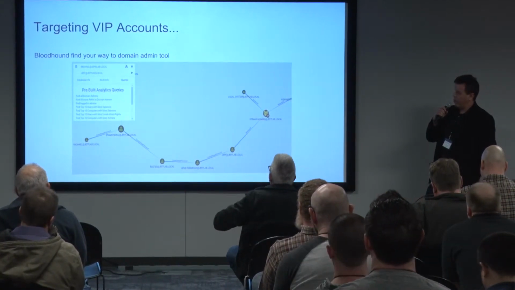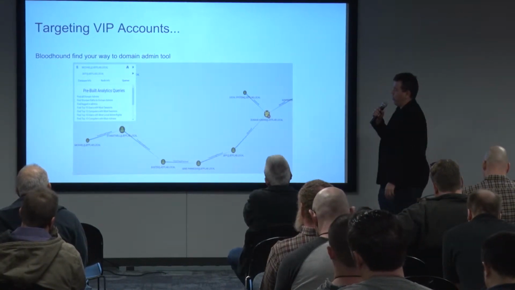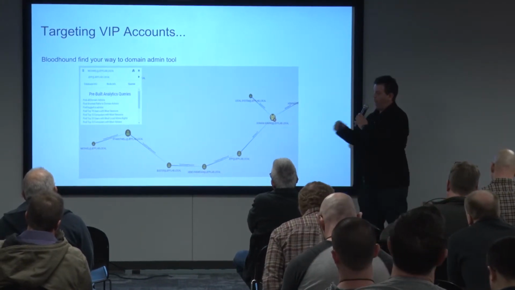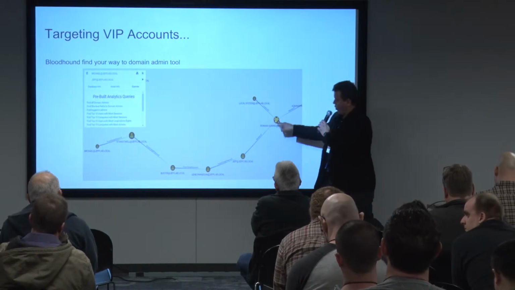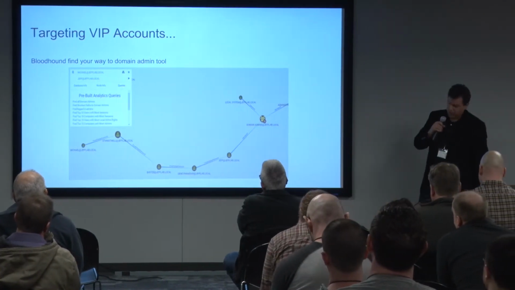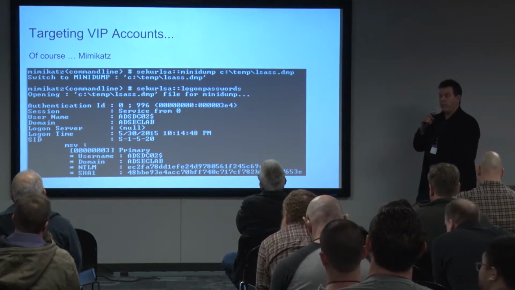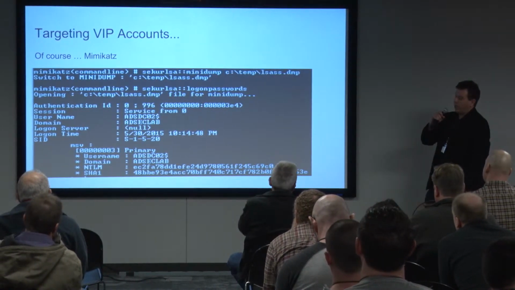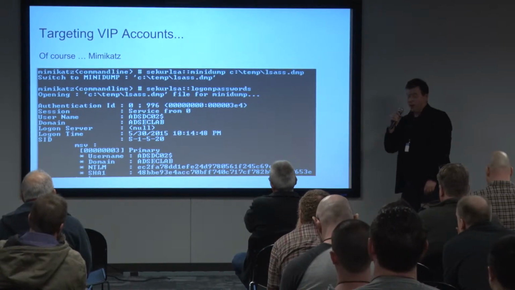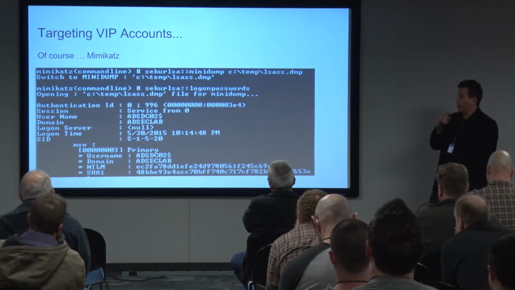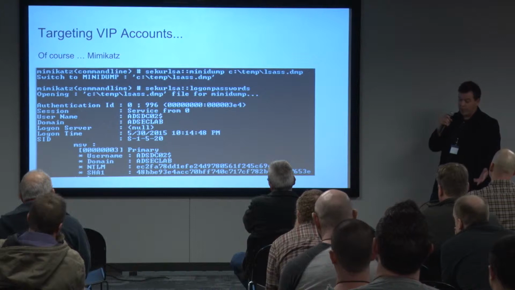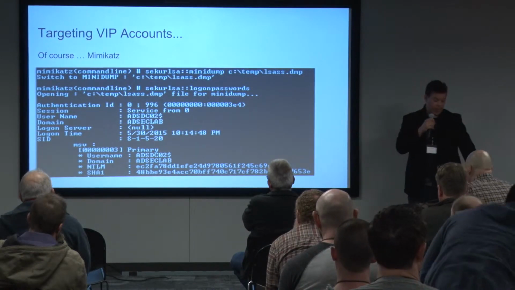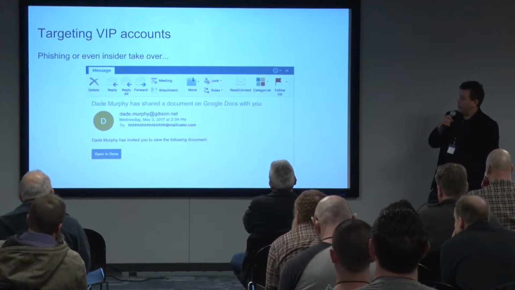So here's an example of a tool that can allow you to find your way to, for example, the domain admin, which is BloodHound. It tells you actually how far you are from it. Of course, if you're a pen tester, you know this tool, Mimikatz. There's plenty of impersonation, token stealing type of attacks, the most popular being Pass the Hash, which has been mitigated, but there's still a way to do it with tools such as Mimikatz. And then, of course, phishing.